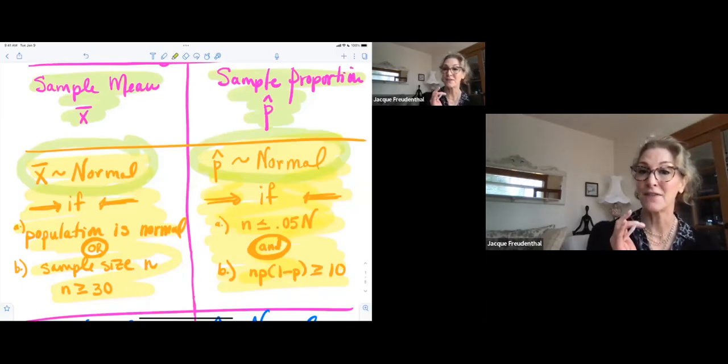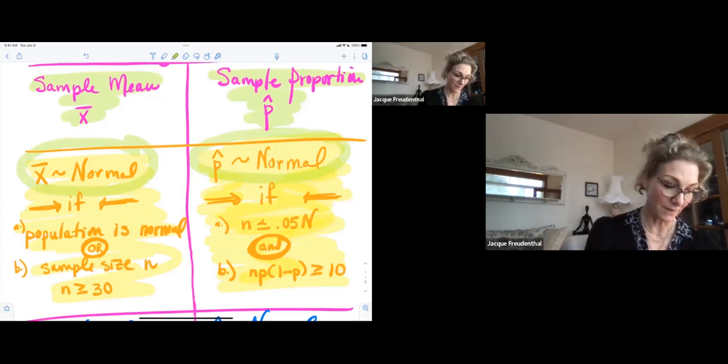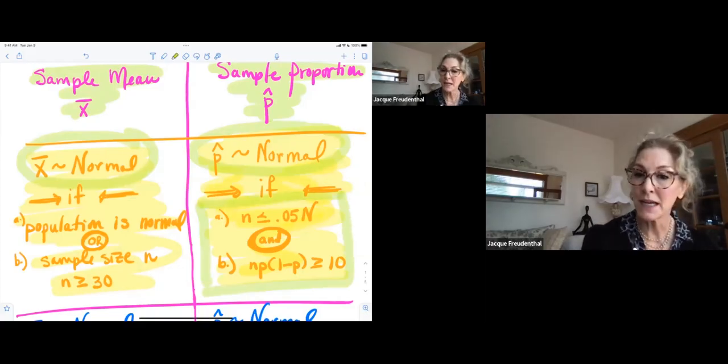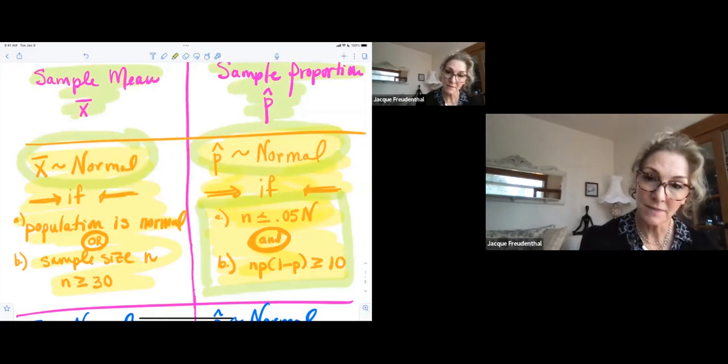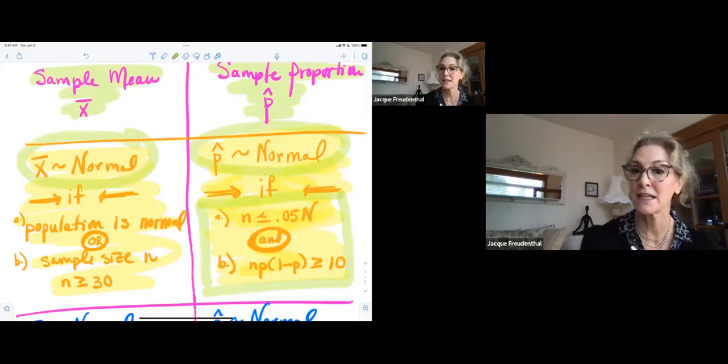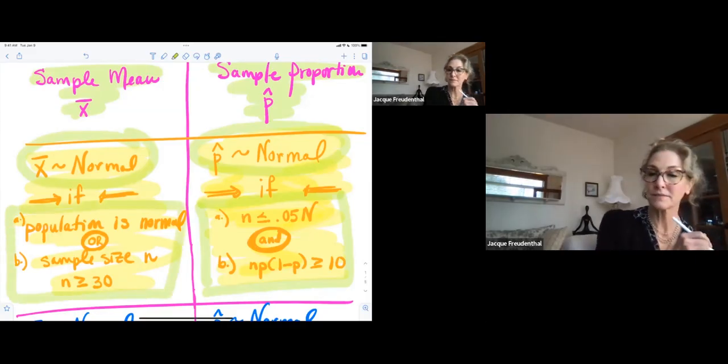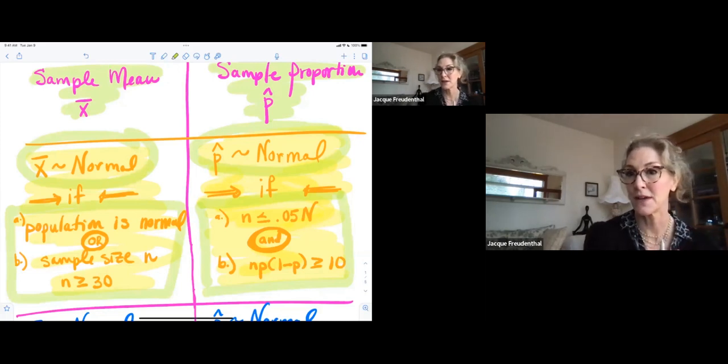But we also have to have the other requirement. So for proportion, for the normal model, both of these have to be satisfied. So you also need to check that n times p times 1 minus p is greater than or equal to 10. So the sample size times the population proportion times 1 minus the population proportion has to be greater than 10. So I have between here the word and, and if you look over on X bar, it's the word or. That's the difference between both of those, okay? So both requirements have to be met for proportion. But for the mean, just one of those requirements has to be met.